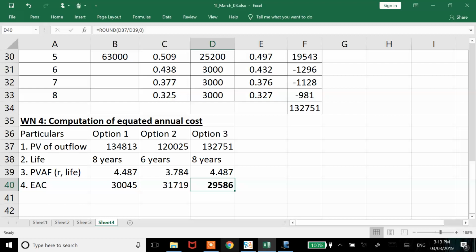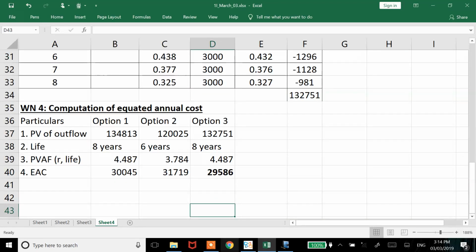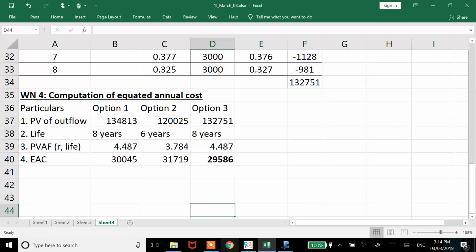So we'll go ahead with option 3. That's the best option. That has the lowest equated annual cost. Any doubts on this? Clear?